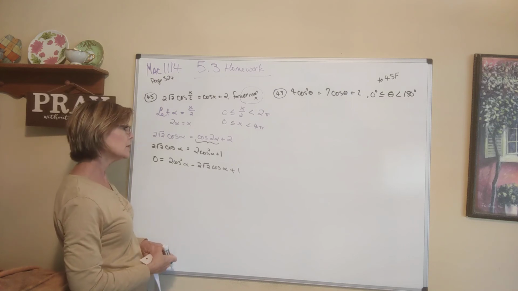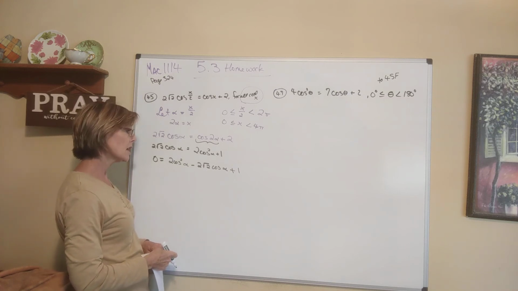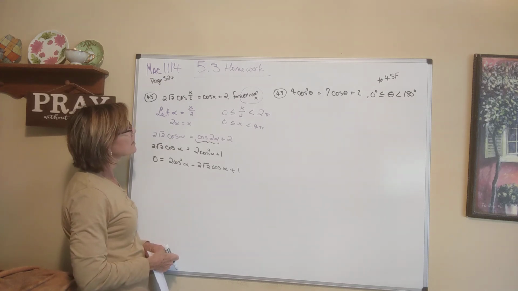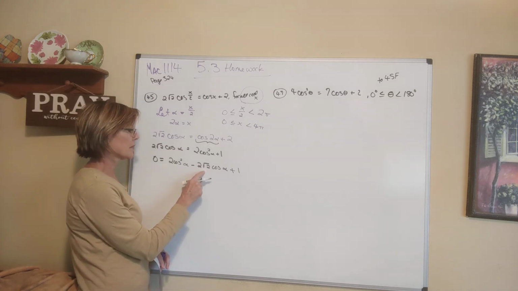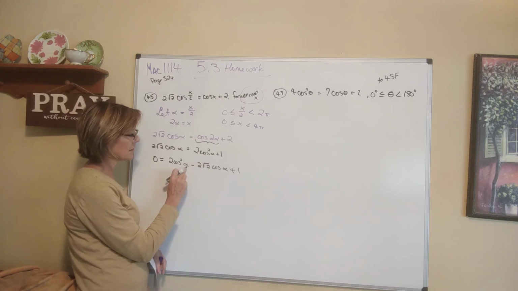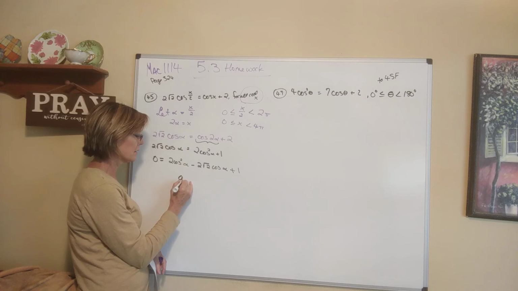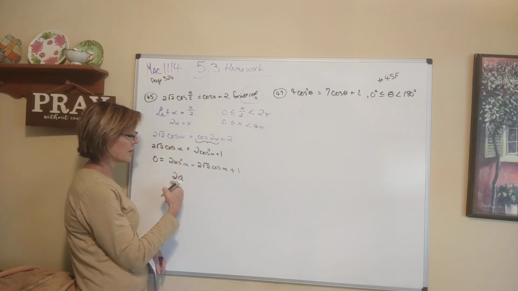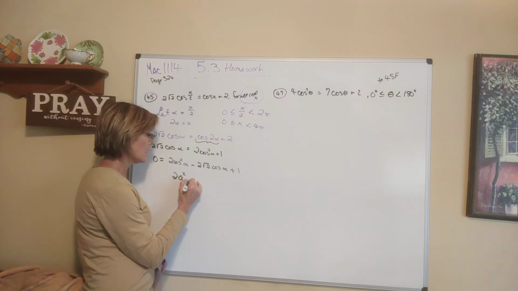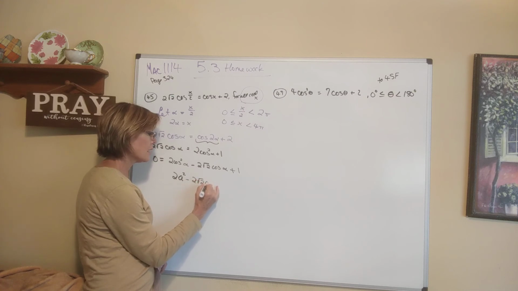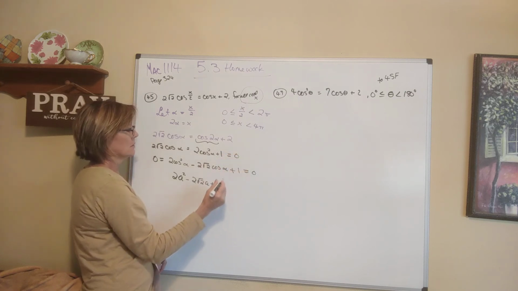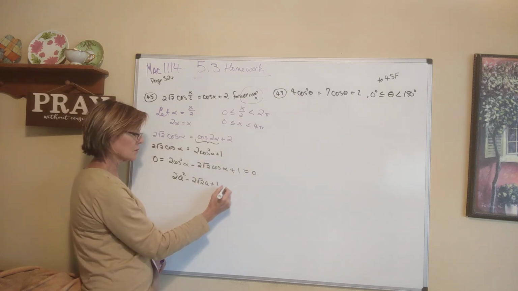Now, I need to try to factor this if I can, and if I can't, I'll use the quadratic formula. This one, I'm going to use the quadratic formula because I don't recognize how to factor it. Just to simplify this, I'm going to let cosine of alpha be the letter A. So I can just solve this quadratic equation: 2a squared minus 2 square root of 2 a plus 1 equals 0.